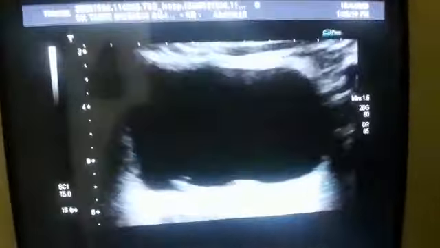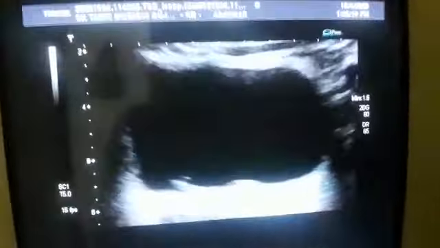Now this area is not any significant pathology. It is just a dilation of the left UVJ. And here on the right side you see the calculus. Okay, now this is the cause of obstructive uropathy, dilation of the ureter and the hydronephrosis that we have seen.